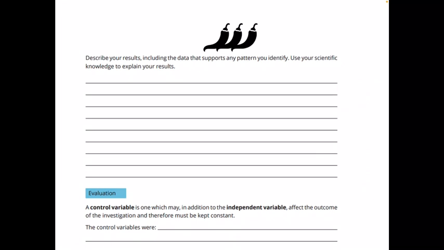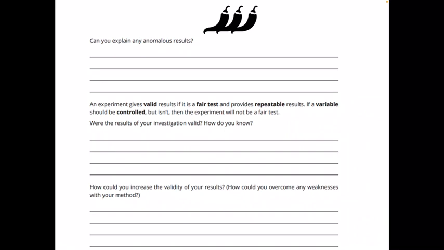Now our final one here, I expect a lot more detail, and you're going to be using some of your brilliant scientific knowledge to explain what you did, explain your results, and any patterns that you notice, because just like in maths, in science, we see patterns all of the time. A little evaluation about our control variable and things like that, and we've got a little extra bit. And now we've got a word here. Can you explain any anomalous results?